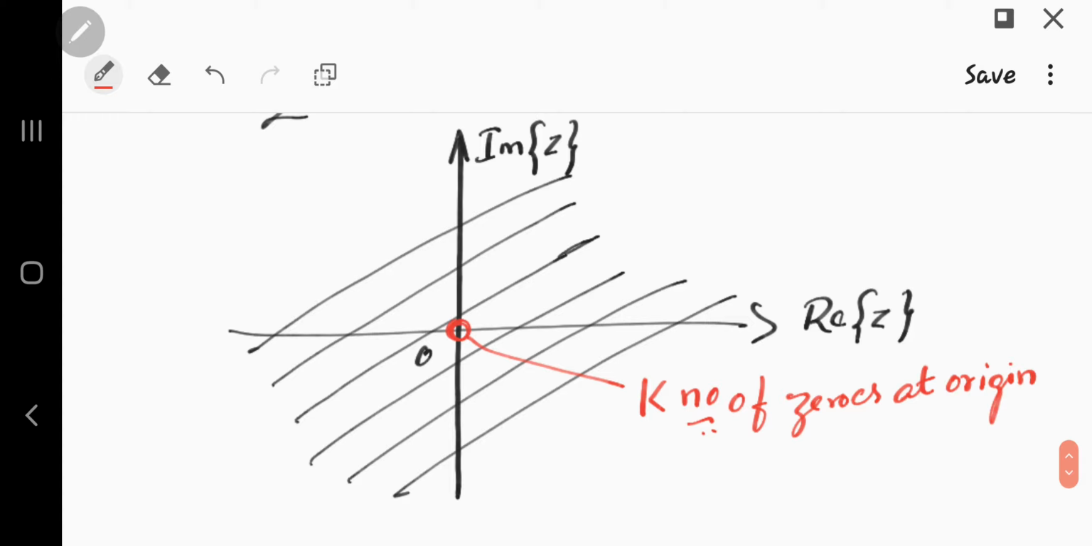Okay, so not in the place of ROC. So that is very important. So this concludes the second property, and the first property says it consists of a ring.